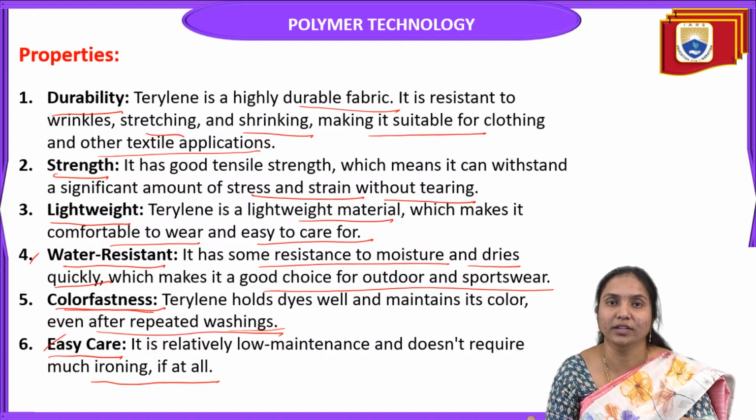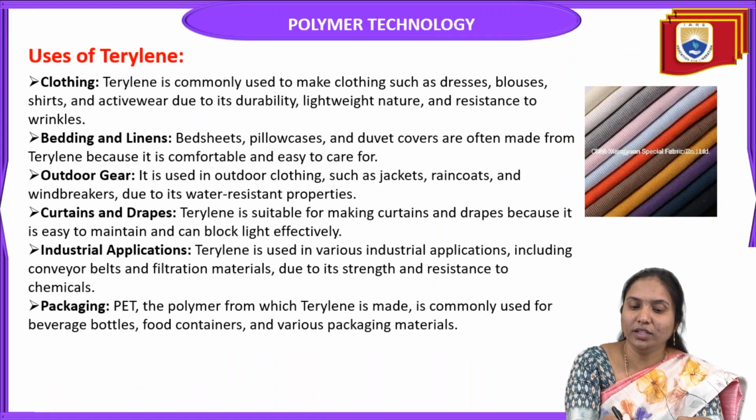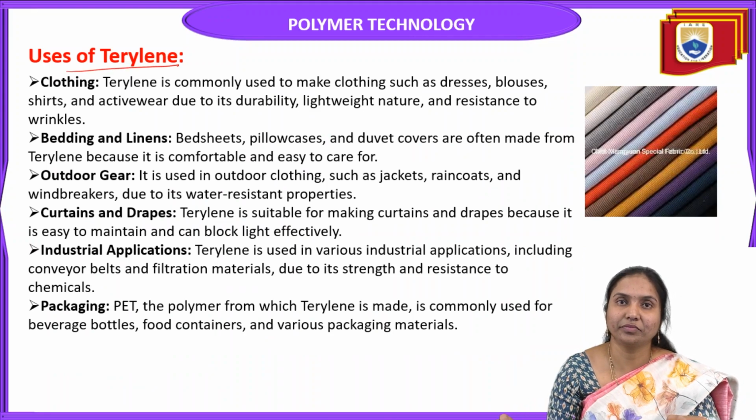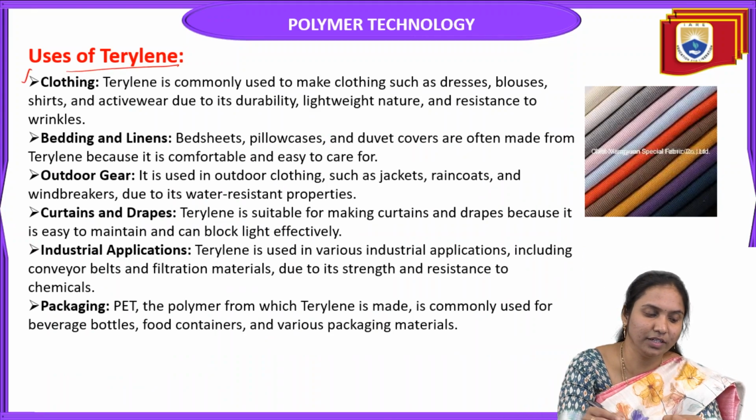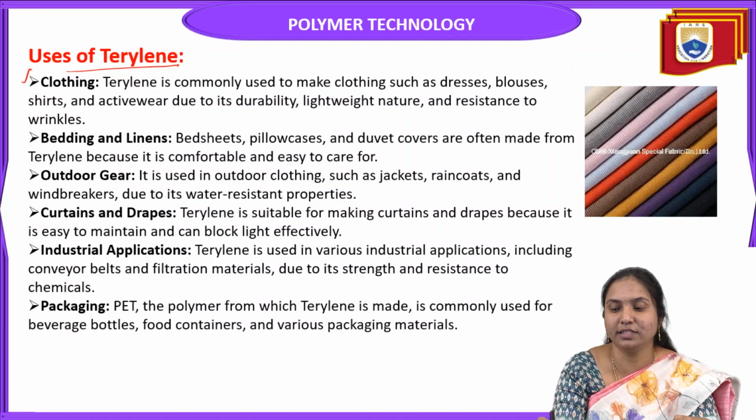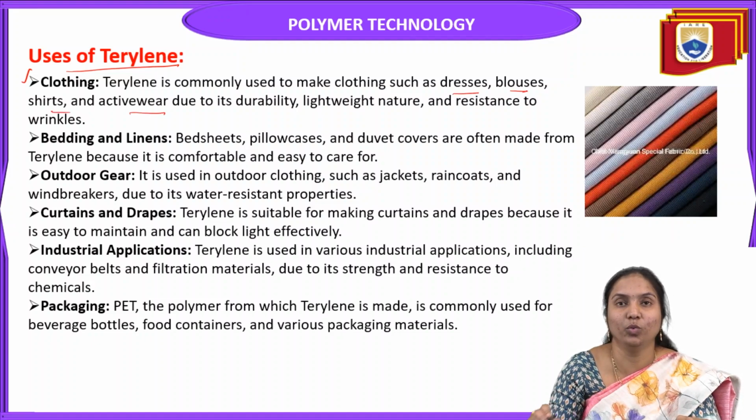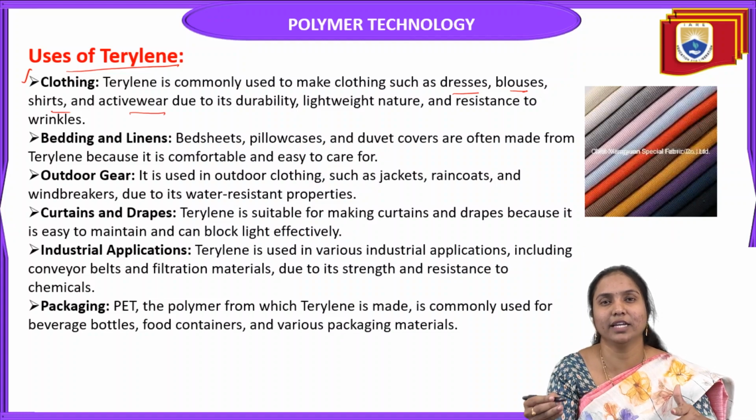Easily we can handle it. It requires less ironing. So it is the most preferable material. So what are the uses of Terylene? First one is clothing. Terylene is commonly used to make clothing such as dresses, blouses, shirts and active wear. So it is mostly preferred in textile industries.